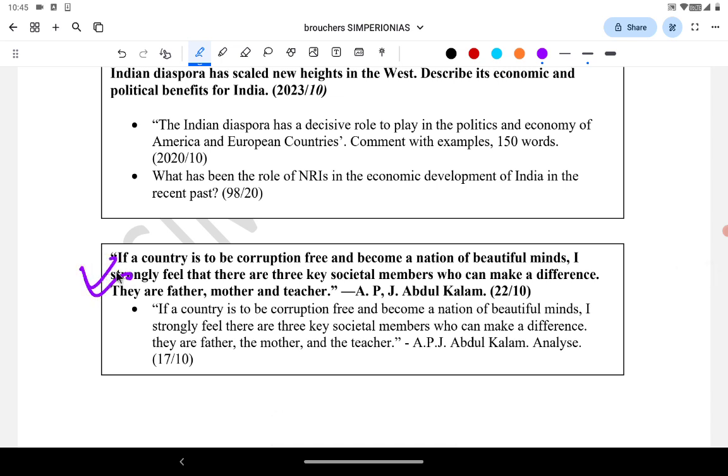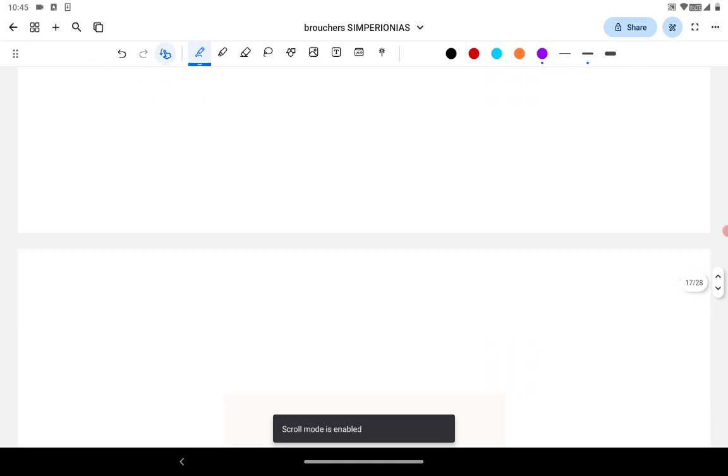the last question. This is Honorable ex-President APJ Abdul Kalam's quote. If the country is to be corruption free and to become a nation of beautiful minds, I strongly feel there are 3 key societal members who can make the difference. They are father, mother and the teacher. The same quote they asked in 2022. The same quote they had asked in 2017 as well. The same quote repeated twice in the PYQs. It's not 2023, it's in 2022 and 2017. So okay, let's move on to the last slide.